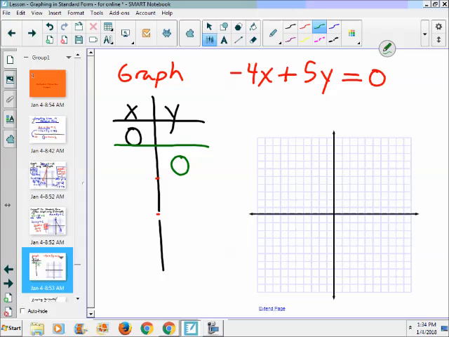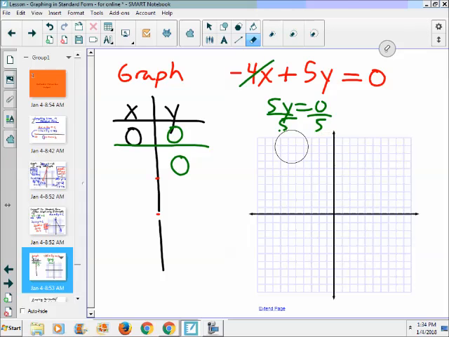So when we go to find our y-intercept, we'll let x be 0. So this whole thing will just go away. So we have 5y equals 0. If we divide both sides by 5, we get y equals 0. So our y-intercept is 0, 0.